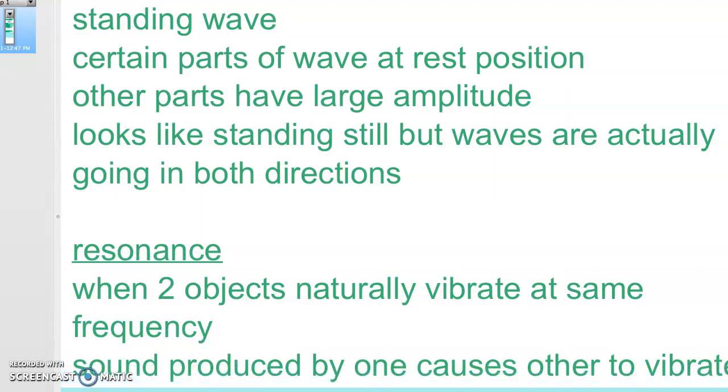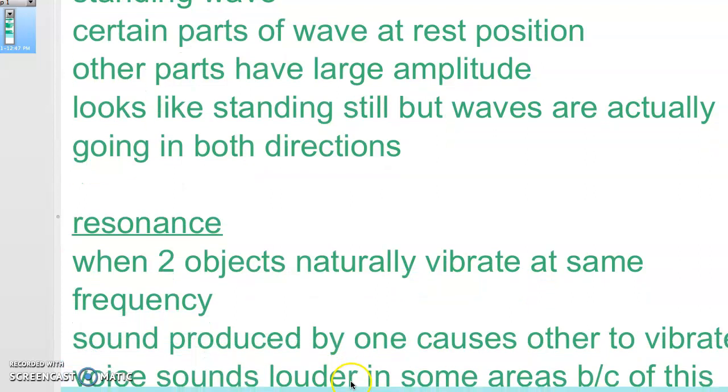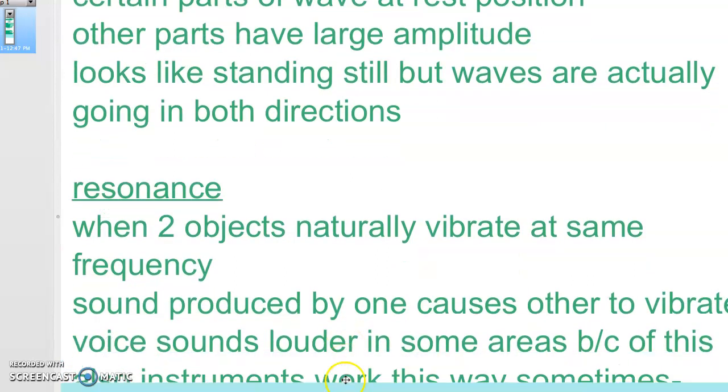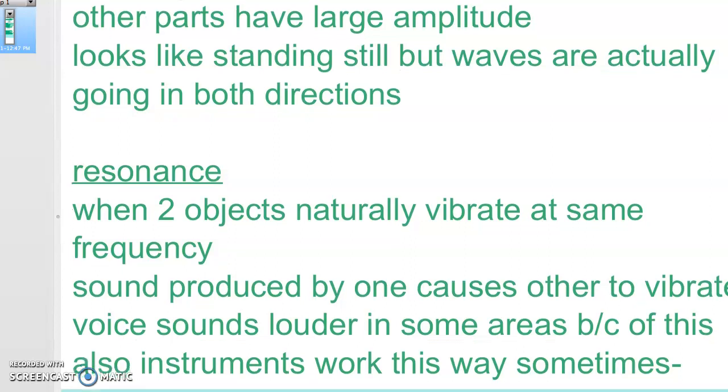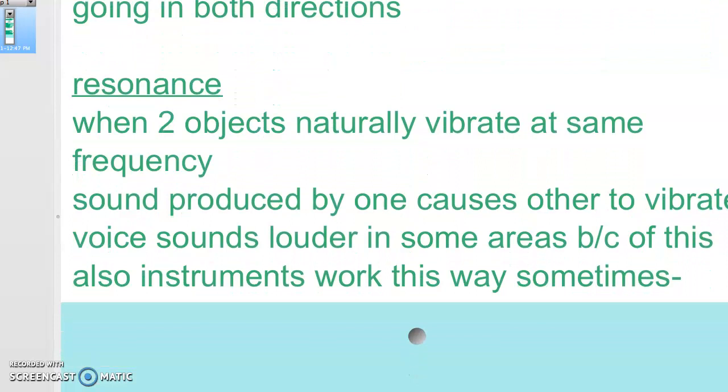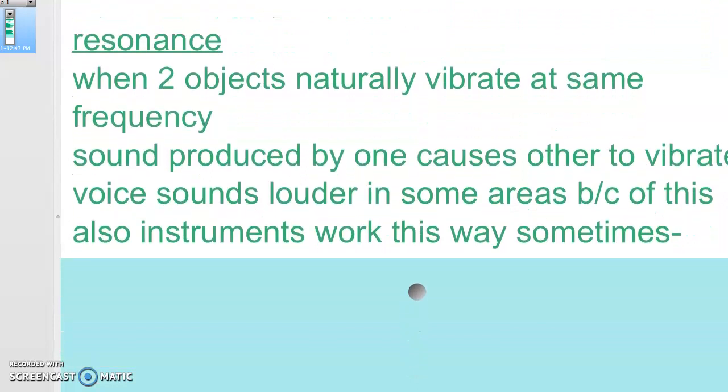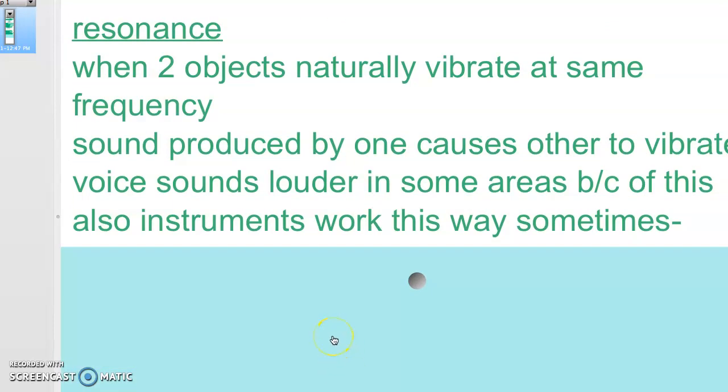So we have what's called resonance, and we always mention resonance in music, right? So we have what are called resonant frequencies, right? So you have two objects that naturally vibrate, and they vibrate at the same frequency. And so one produces the sound and it causes the other to vibrate. So your voice would sound louder in some areas because of this.